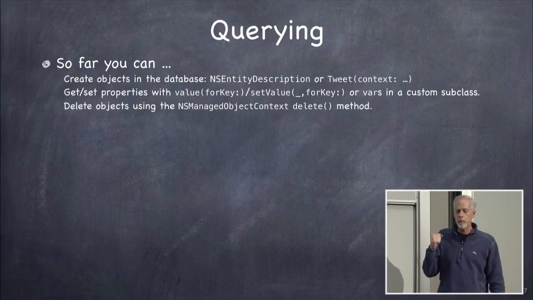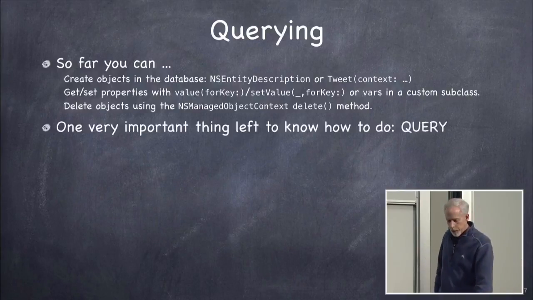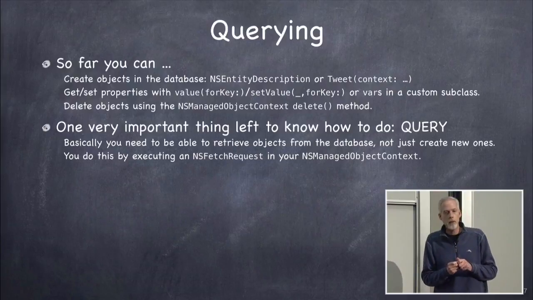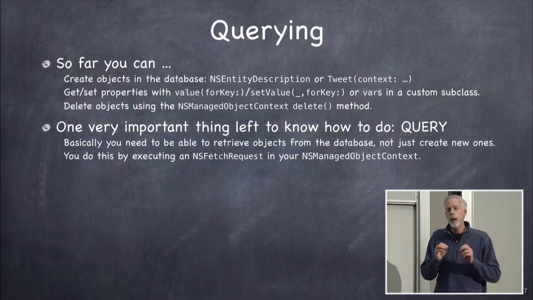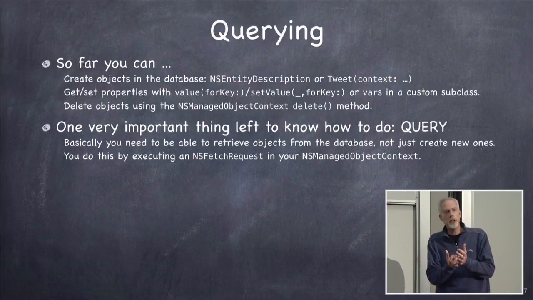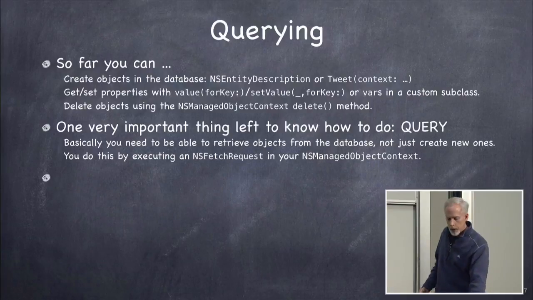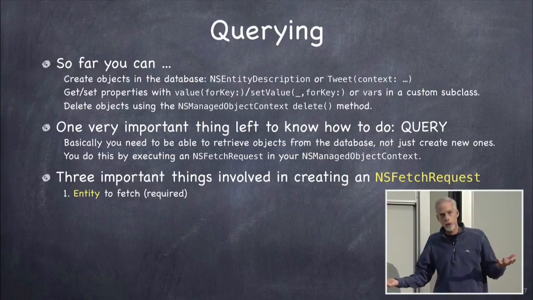Okay? If you're not going to make sophisticated requests for the information based on the relationships, etc. So to do a query, the most important thing you need to know is NSFetchRequest. An NSFetchRequest encapsulates what you want from the database. So let's talk about NSFetchRequest and how we build one, and then we'll talk about how we execute one.